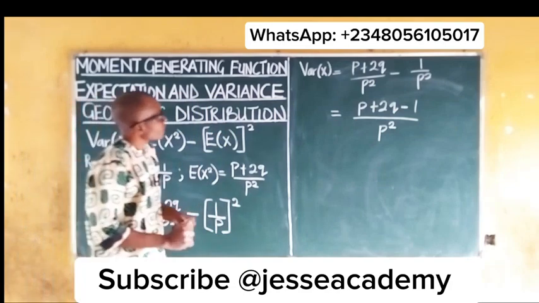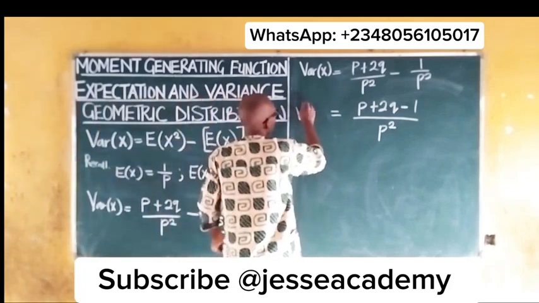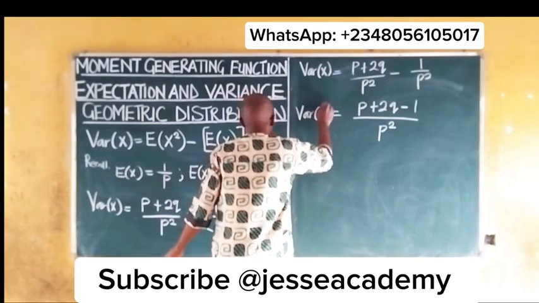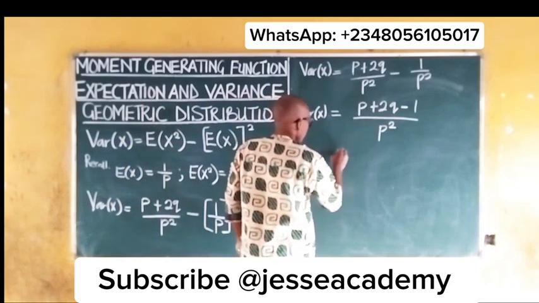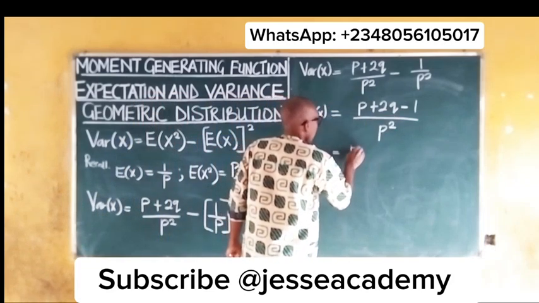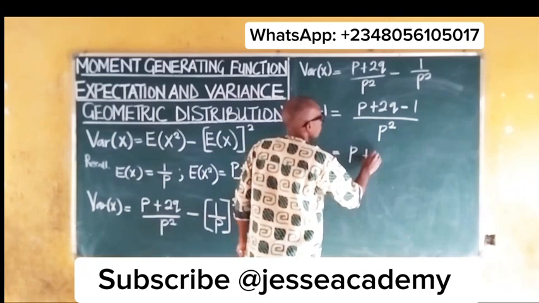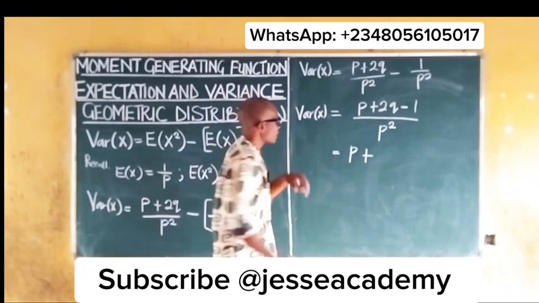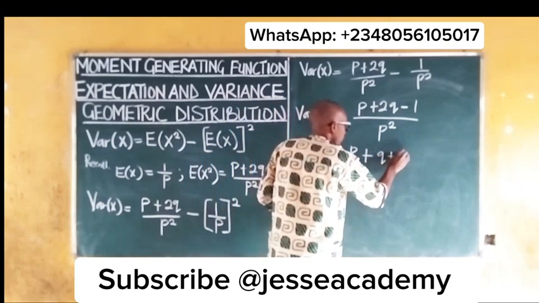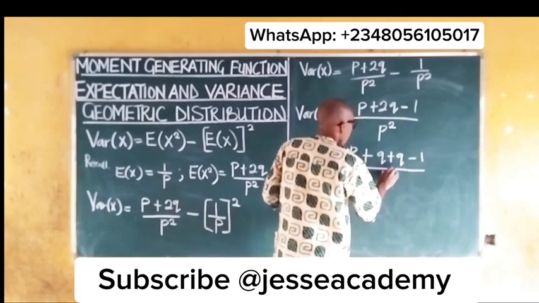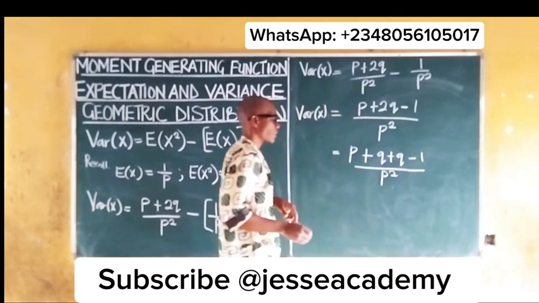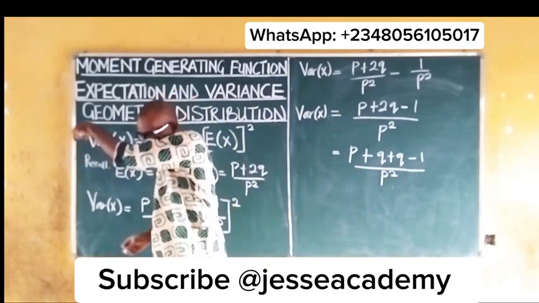So what do we do next? Of course, this is our variance. We can open this to say P plus 2Q can give us P plus Q plus Q minus 1, nothing has changed, all over P squared.